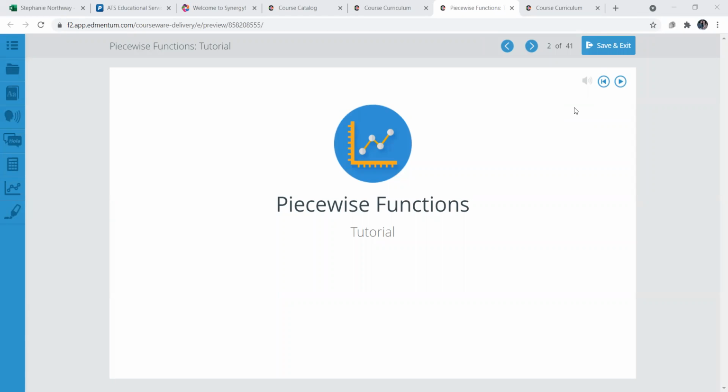All right, let's talk about piecewise functions. Piecewise functions are important, and they just break down a function into other parts. They are like little mini functions, I guess, is one way that you could call it.